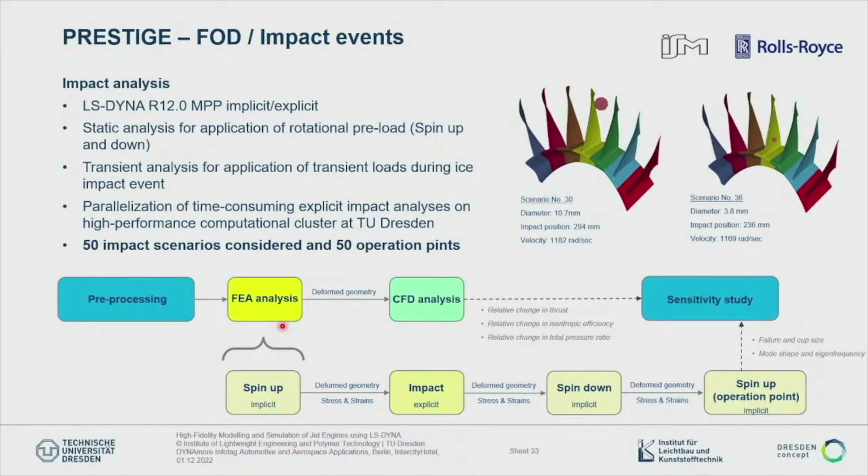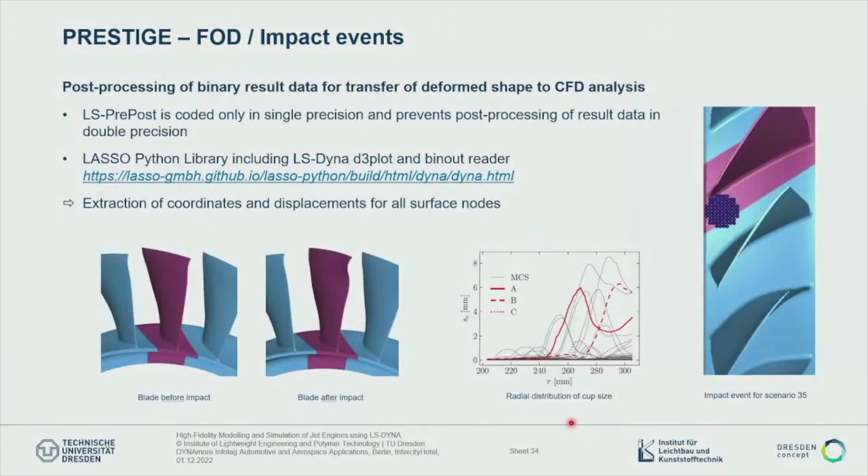So this is the overall idea, and this is how such a workflow looks for one iteration, for one step. We do the pre-processing as I've shown. We do the FE analysis, spinning up, doing the impact experiments, and spinning down, and then give it to the CFD analysis. In total, we have done this 50 times, and each impact scenario has been evaluated with some kind of DOE 50 times in terms of the CFD modeling.